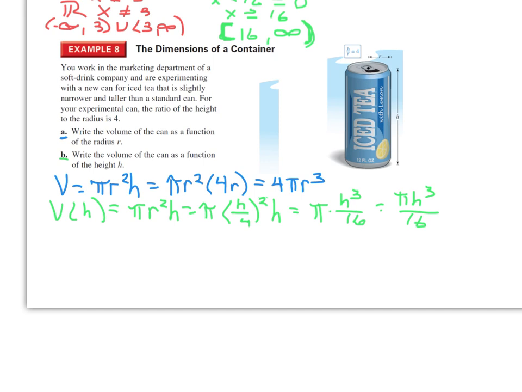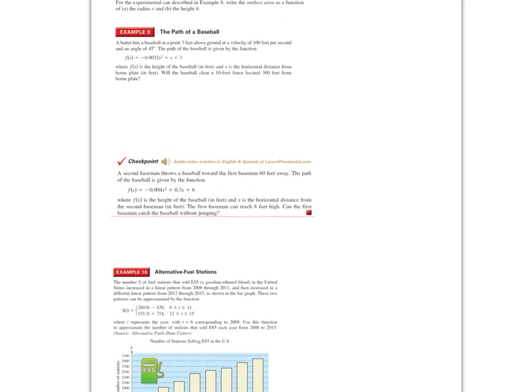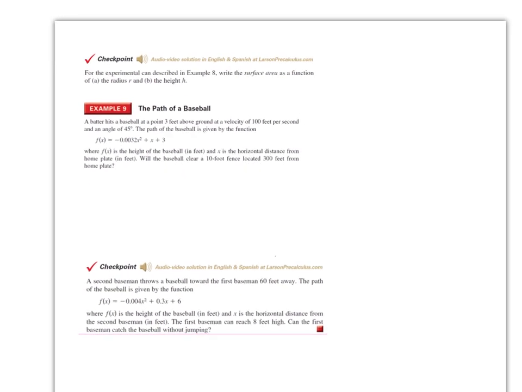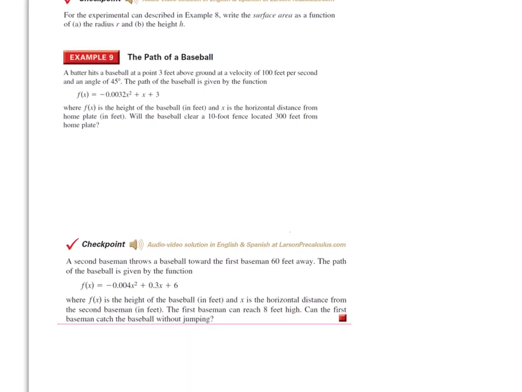Okay, so what we said is the ratio of the height to the radius is 4. So that means height is equal to 4r. That's how we ended up with it here, solving for the r, and here just replacing our h. All right, you have a checkpoint, and well, actually, just go on to example number 9 because this video is getting kind of long. So let's go to number 9.